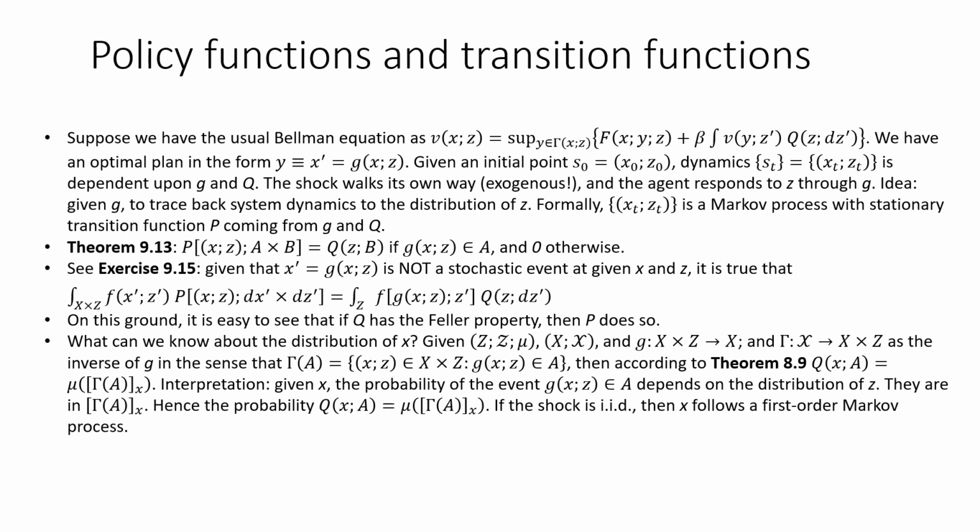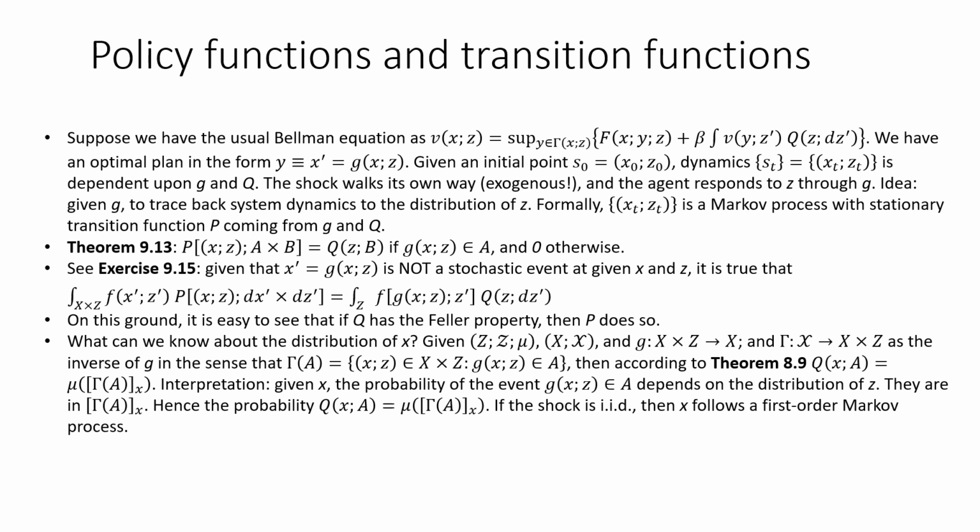Given the policy function, to any given x and z, the policy function gives an exact value for the endogenous state next period. It falls into set A or it doesn't. So the event that the state next period falls into the rectangle A times B, the probability of this event depends only on the probability that the exogenous state next period falls into set B, if the endogenous state next period falls into set A. So transition function P can be traced back to the transition function of the exogenous state if the endogenous state next period falls into set A, and probability zero otherwise.